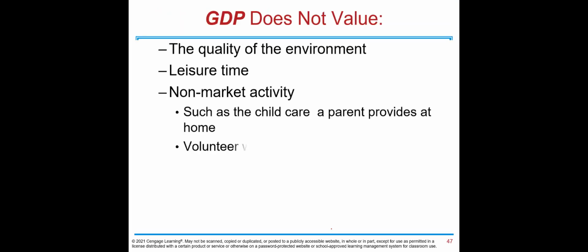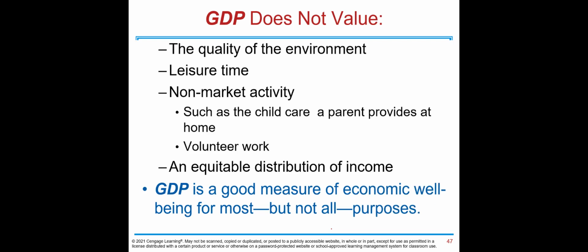So, given this speech and the definition of GDP, we know that GDP does not value the quality of environment. Leisure time. Why? Because if you work hard, GDP increases, but there is no value to leisure time. There is no monetary value. It has a value for you, but there is no monetary value, therefore it's not included in the GDP.